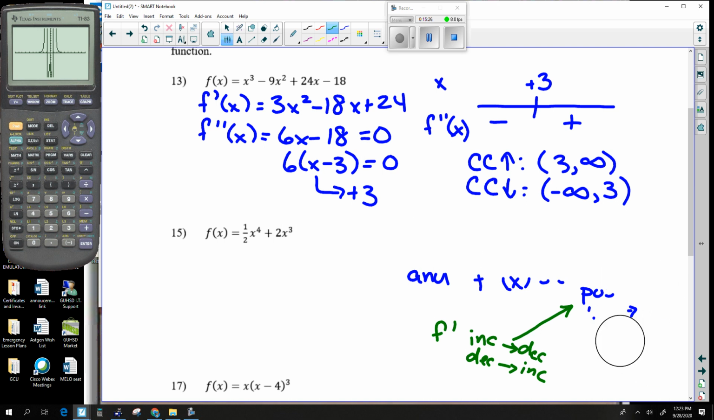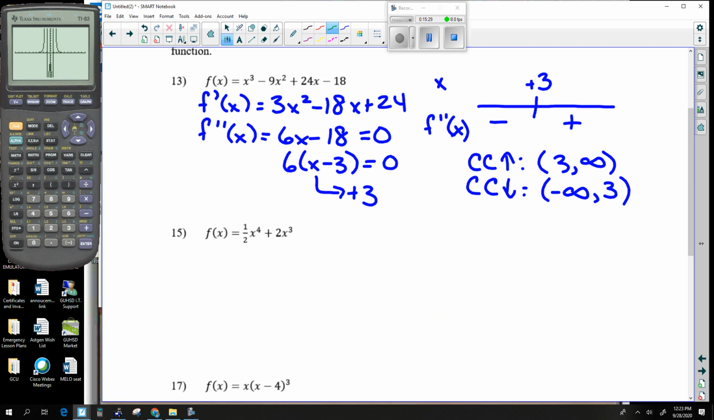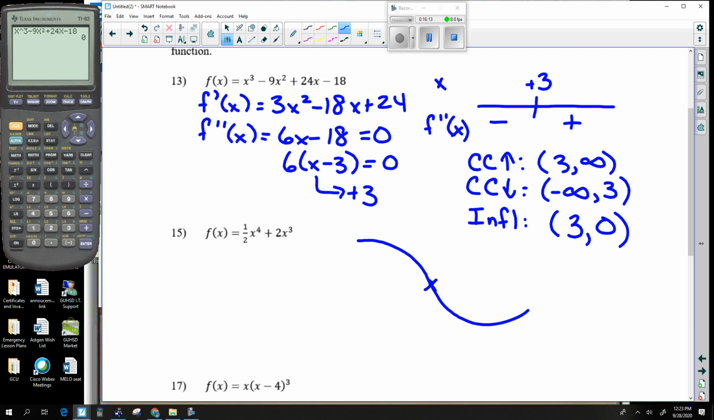All right, so this is equal to 0. It does switch concavity, and so that implies that there is a point of inflection when x is equal to 3. And so I'm not sure if they want the actual point, but that's not that hard. If you want the actual point where the inflection occurs, it's x to the third minus 9x squared plus 24x minus 18. So that is physically occurring at 0. So this is going to be concave down to concave up kind of concept. This is a point of inflection where concavity switches.